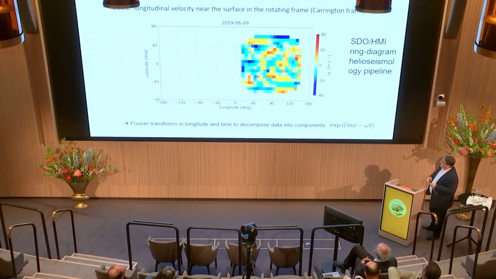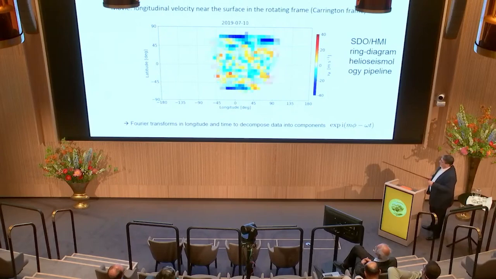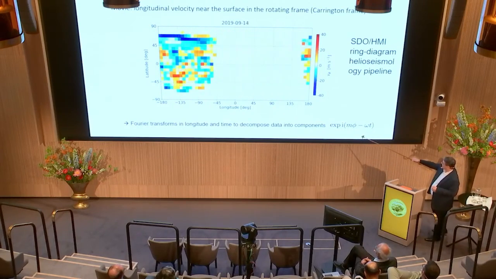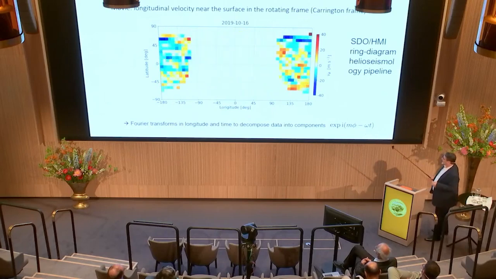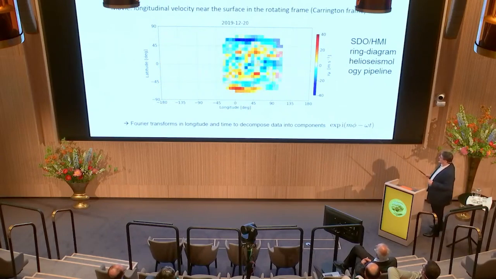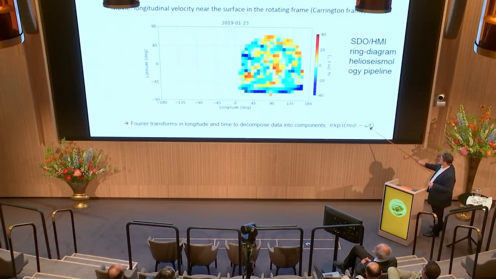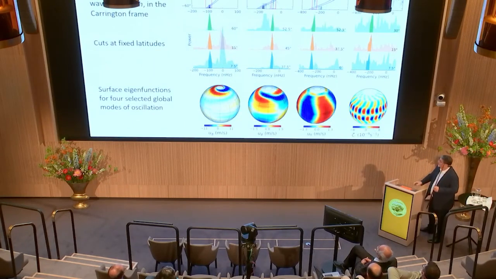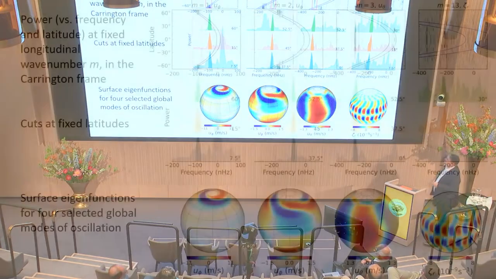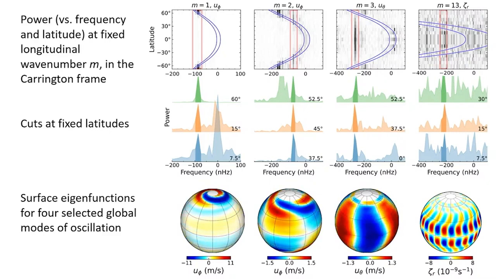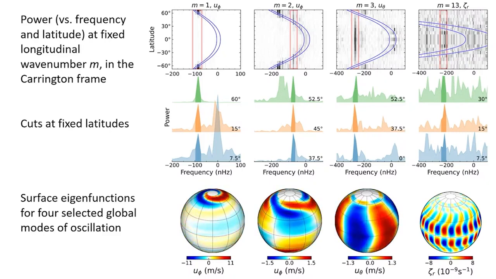So to find the inertial modes, we apply a Fourier transform in longitude and time to decompose the data into components proportional to exponential of i m phi minus i omega t. m is the azimuthal order, or the longitudinal wave number, phi the longitude, omega the cyclic frequency. And then what we do is compute the power spectrum at fixed m as a function of the frequency and as a function of the latitude, which are the two variables that remain.